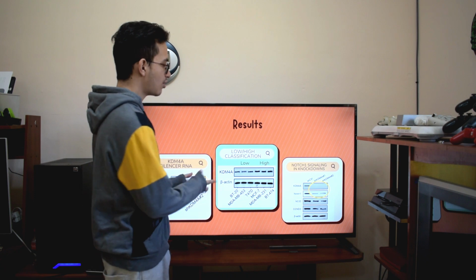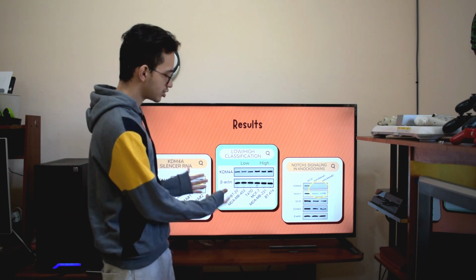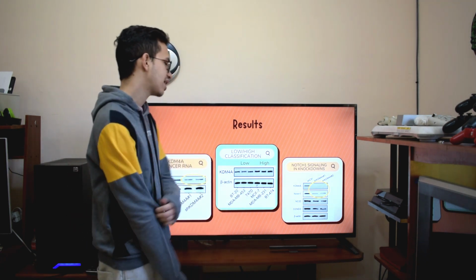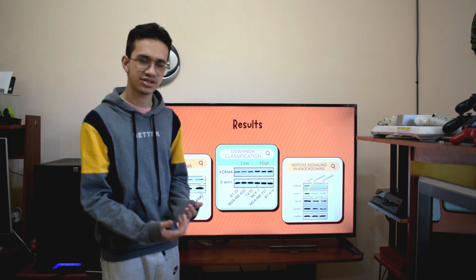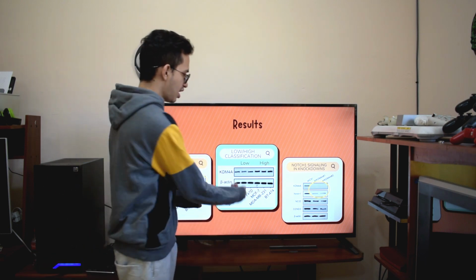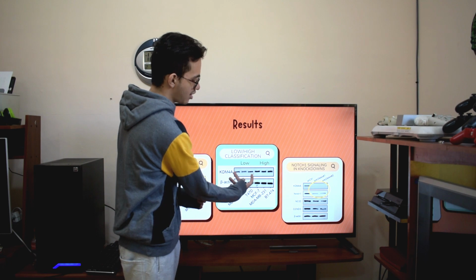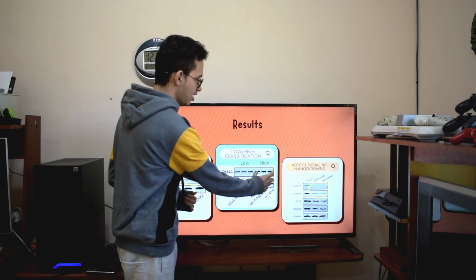And then we've got the low-high classification. We basically got cultures, all these culture names, and classified them as low and high depending on the thickness of the KDM4A blot line. In the first three, we see that they are lighter and thinner lines than the last three.